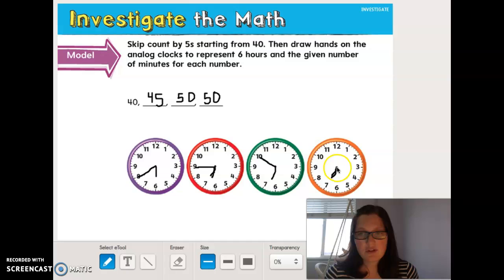And then our orange clock would show, oh, I wrote 50 and 50. I better change that. I want to make sure we have the right information on here. That's 55 minutes. Okay, there we go, that's better. And then we're showing 55 minutes is pointing to the 11. So we can see as it moves around in our 5-minute increments, 40, 45, 50, and 55. Okay.